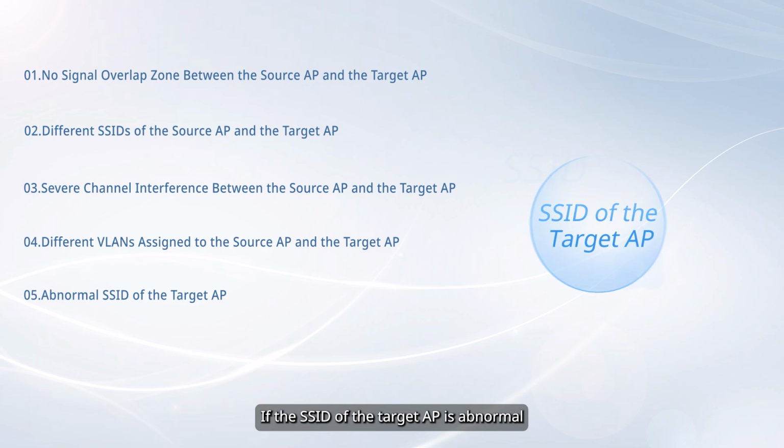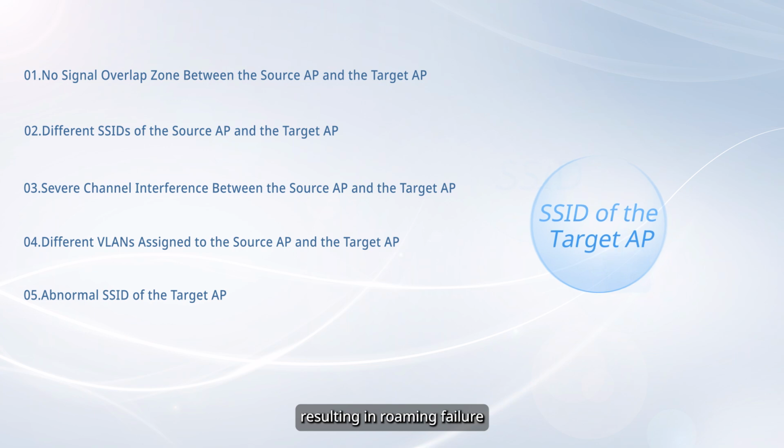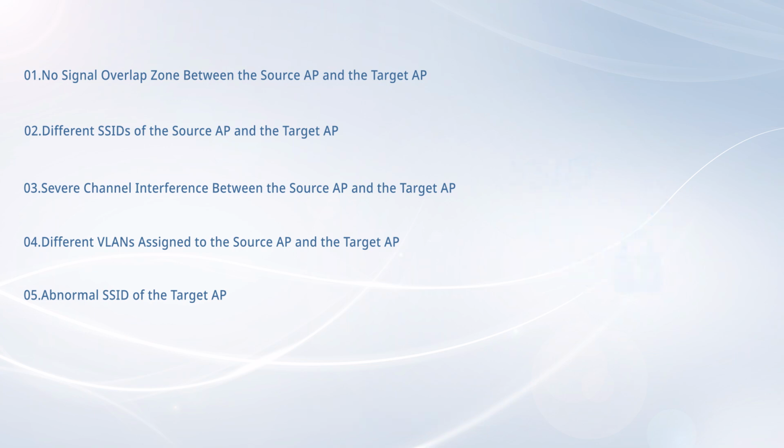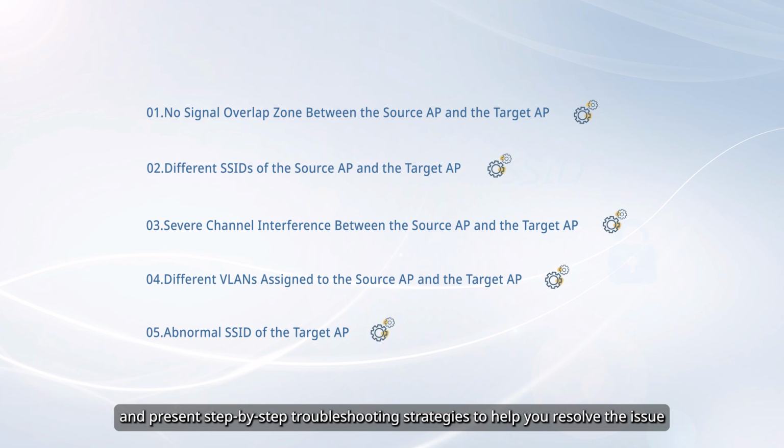If the SSID of the target AP is abnormal, clients may be unable to connect to the AP, resulting in roaming failure. In this video, we will break down the 5 causes of roaming failure and present step-by-step troubleshooting strategies to help you resolve the issue.